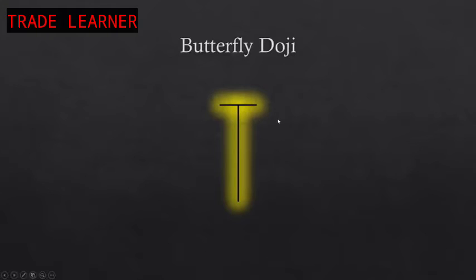The butterfly doji is the mirror image of the gravestone doji. We can see that at some point during the internal history of the candlestick, sellers were winning the battle near the low, but buyers had to overcome the sellers to make the candlestick close at its opening value.